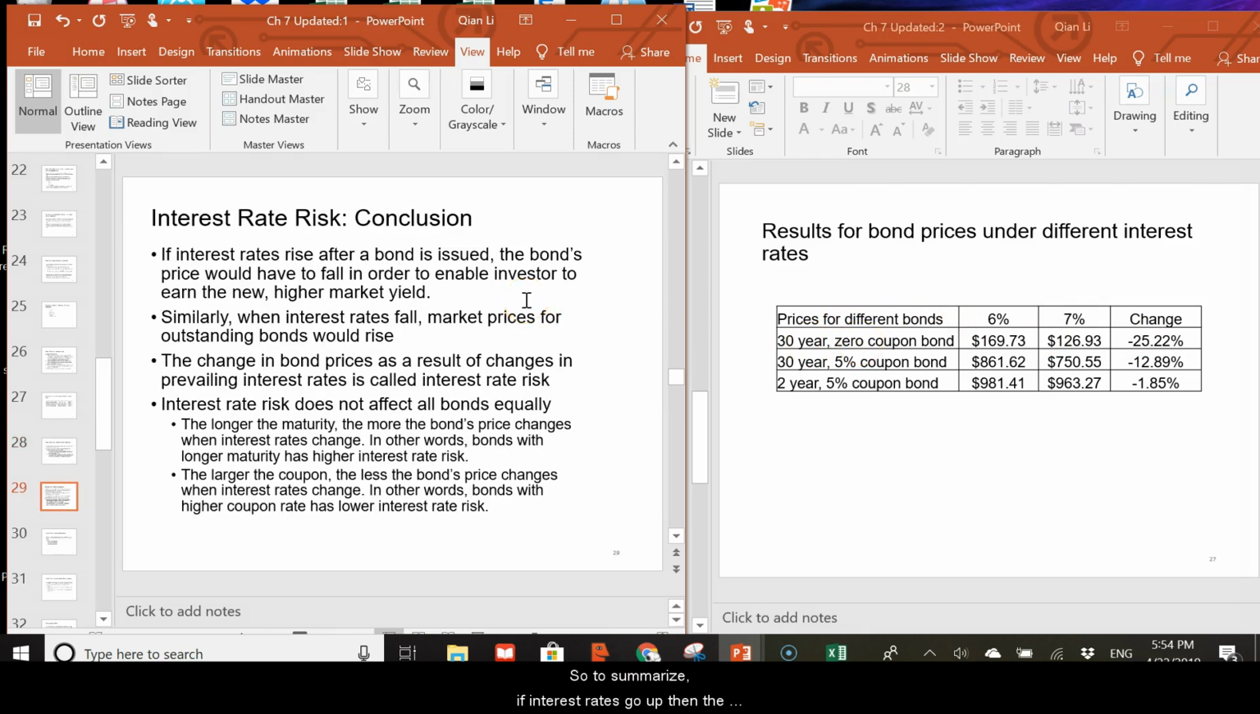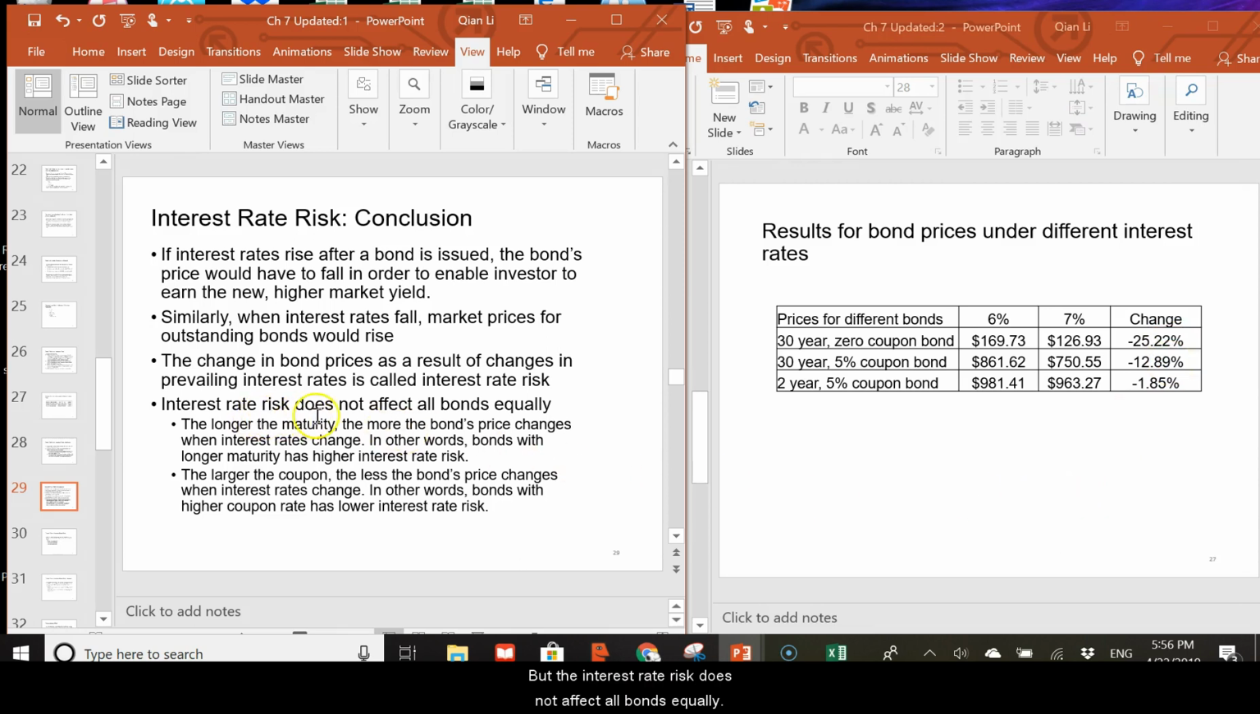So, to summarize, if interest rates go up, then the bond price will have to fall. This drop in bond prices as a result of the rising interest rate is what we call interest rate risk, or say interest rate sensitivity. Put in another way, bond prices can be very sensitive to the change of interest rates. If interest rate goes up by a little bit, bond price potentially can go down a lot.